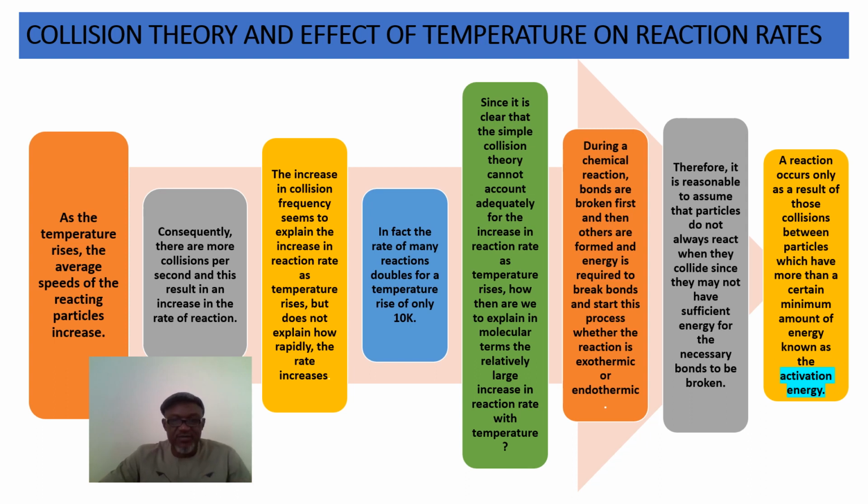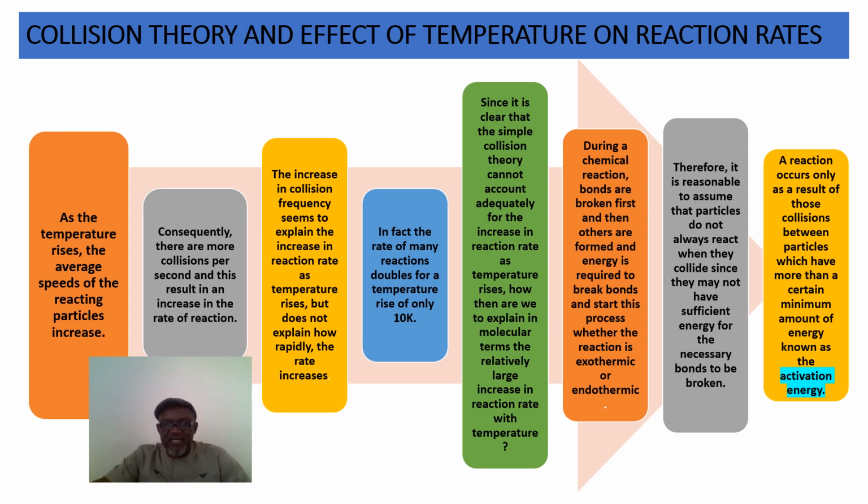rate also increases. The increase in collision frequency seems to explain the increase in reaction rate as temperature rises, but does not explain how rapidly the rate increases. In fact, the rate of many reactions doubles for a temperature rise of only 10 K, that is 10 Kelvin. So you can see, once there is a 10 Kelvin temperature rise, the rate of reaction doubles, and that's what we want to find out. We want to see if we can find a reason for that.